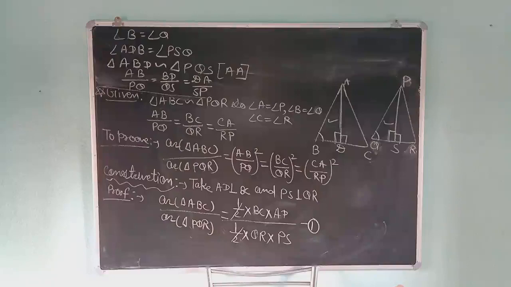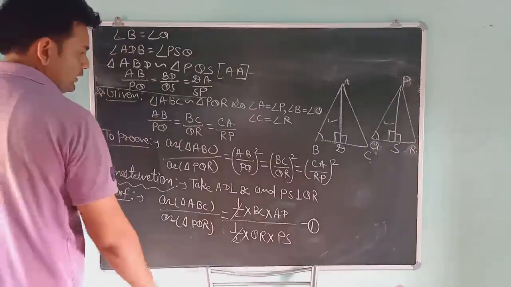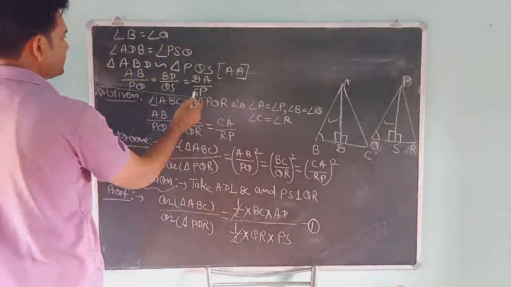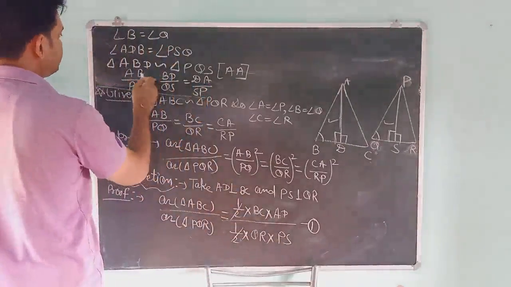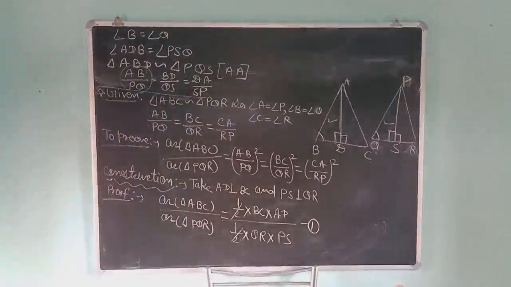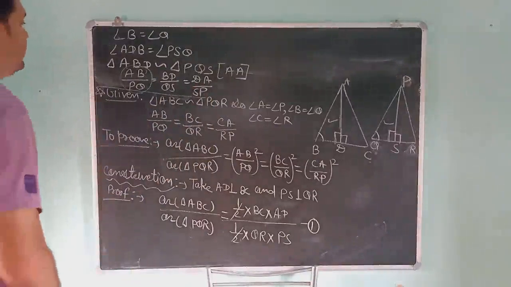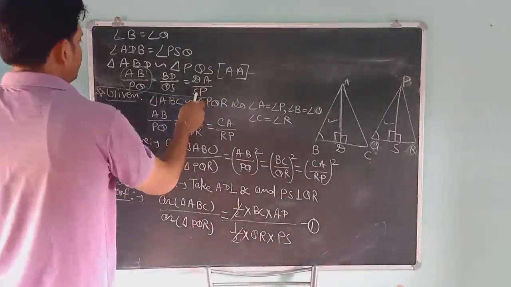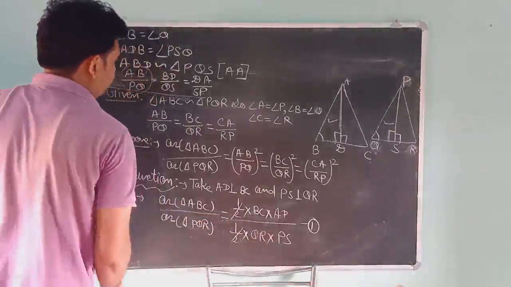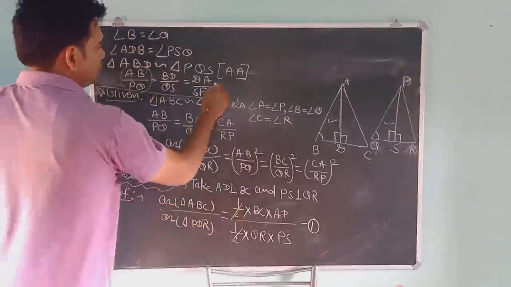Okay, students, correct. In equation first we have AD upon PS. AD upon PS is equal to AB upon PQ. You are understanding my point? Listen to me carefully. AD upon PS is equal to AB upon PQ. So here I can write AB upon PQ.